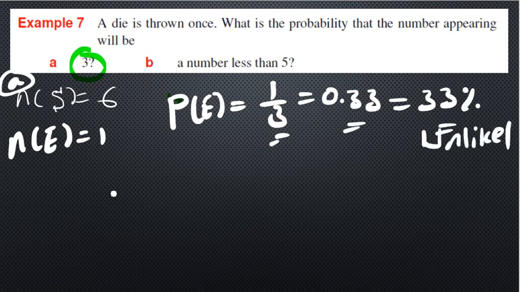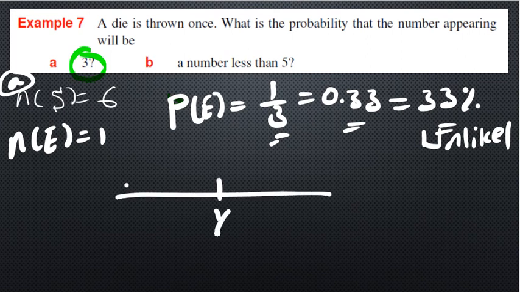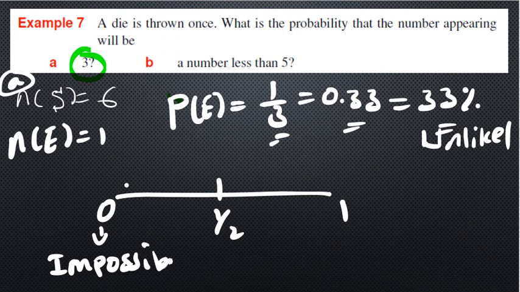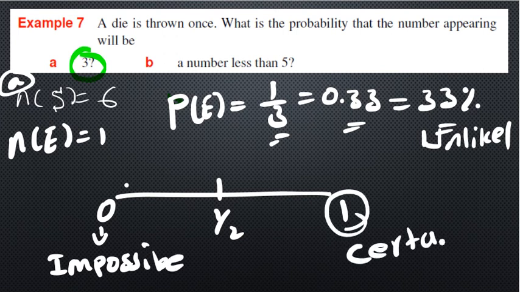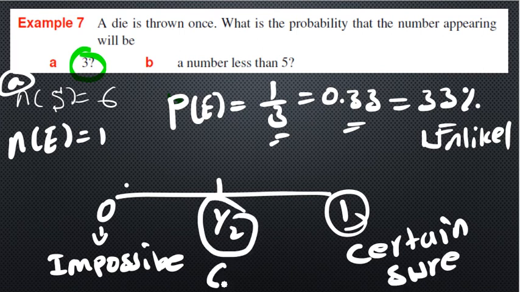By the way, on the probability scale, we need to be clear. There is 0 chance and there is 1 chance, the maximum. 0 chance is an impossible event. 1 chance is certain, or we can say it is a sure event. 1 over 2 chance is an even chance, just half.